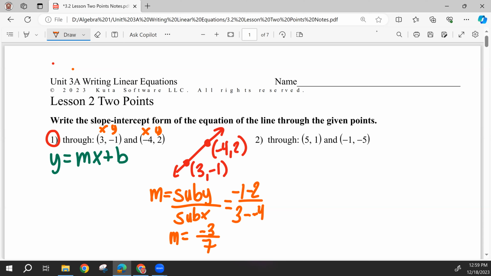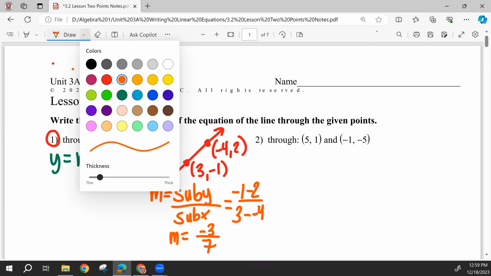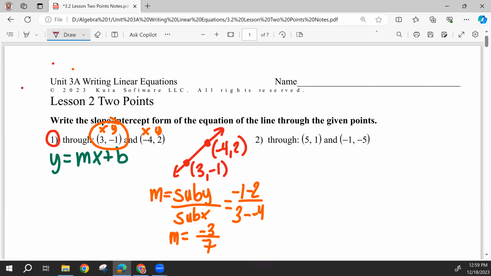So now we have the slope of our line, and we actually have two points that it goes through, so we can pick one. I'm just going to always pick the first one just to be consistent. And now we can do the same procedure that we did in the last lesson. We can take the x value and the y value and plug them in. So my y value is -1. And we can also use our slope to plug in. So we know m is -3 over 7, and our x value is +3.